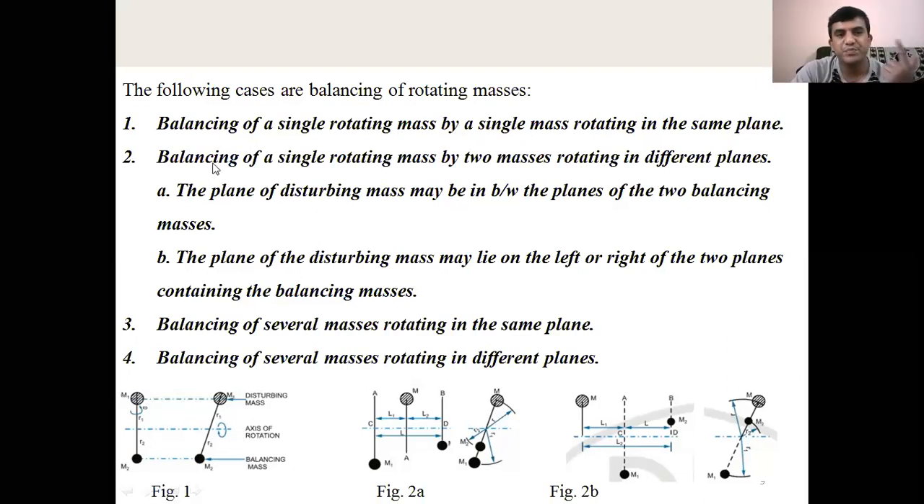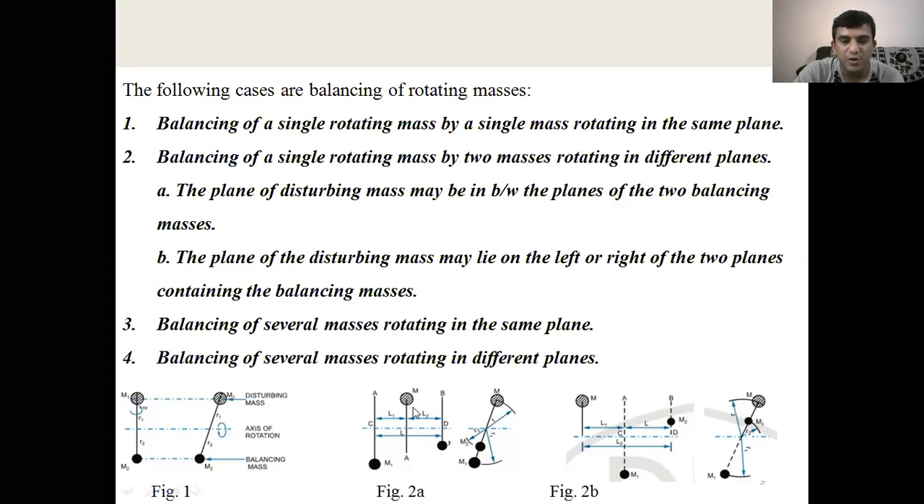Case number 2: the balancing of a single rotating mass by two masses rotating in different planes. If you go for balancing only one single rotating mass, how do you balance it? By considering two balancing masses or counter masses. In that we have sub cases. One is that the plane of the disturbing mass may be in between the planes of the two balancing masses. Now you can see figure 2a. This is the disturbed mass; the hatched one shows the disturbing mass, that is M.